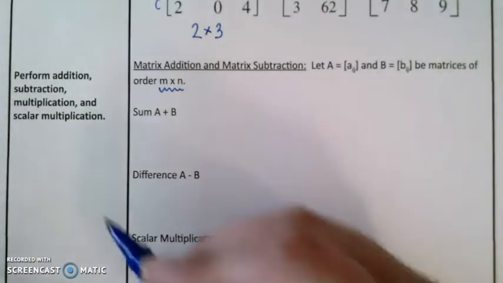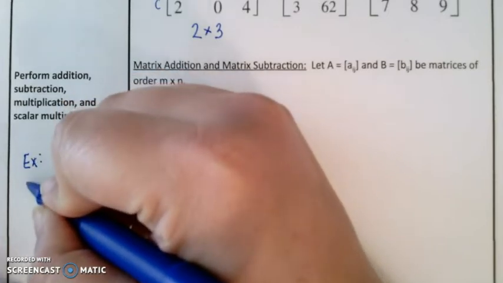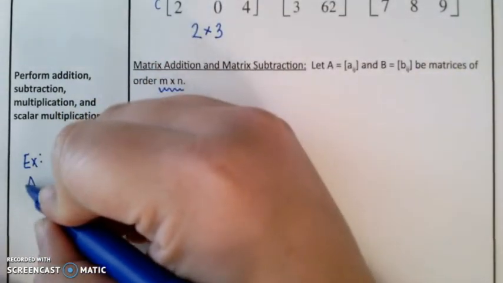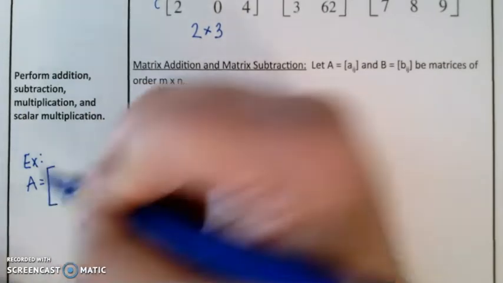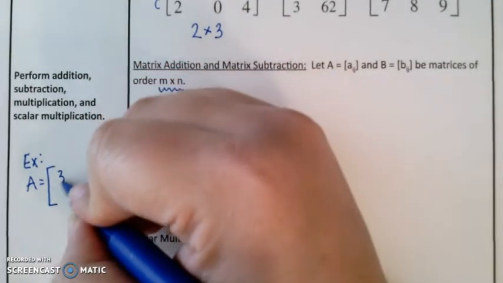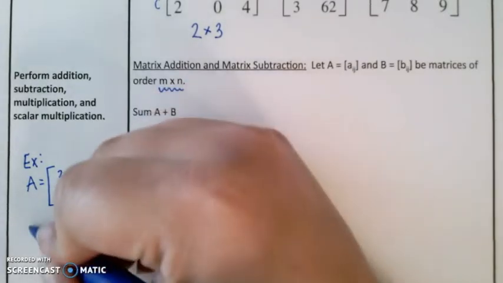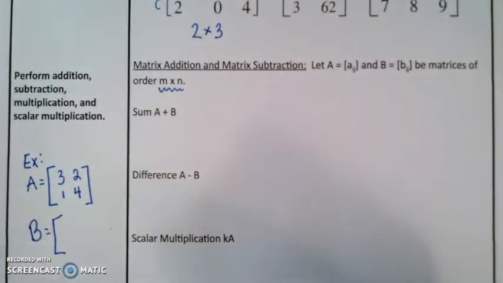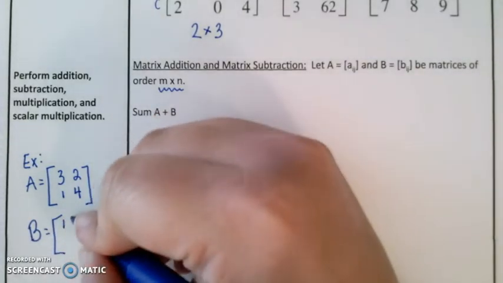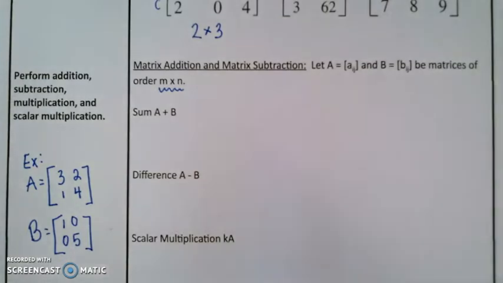And in order to make this more understandable, I'm going to use an example. We'll call matrix A, let's just say 3, 1, 2, 4. And then matrix B, we'll just say is 1, 0, 0, 5. Okay, those are just matrices that I made up.